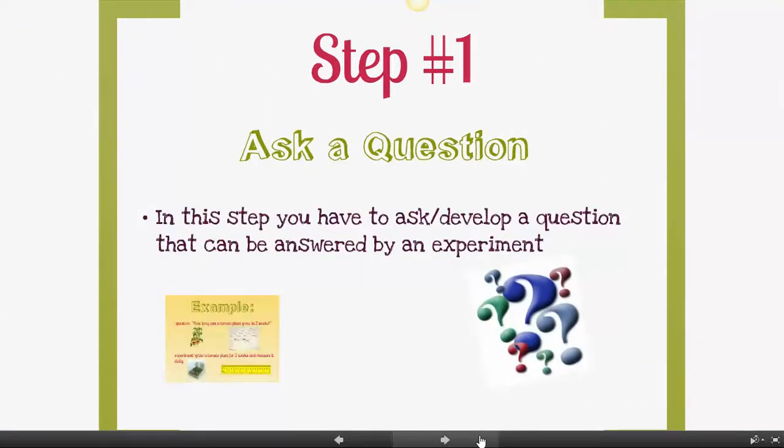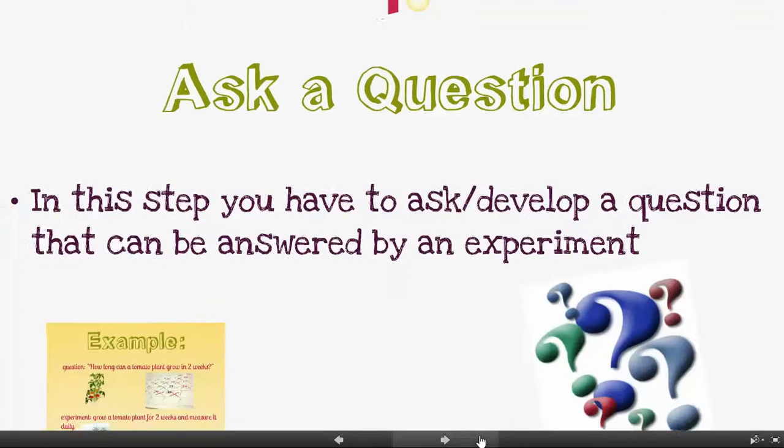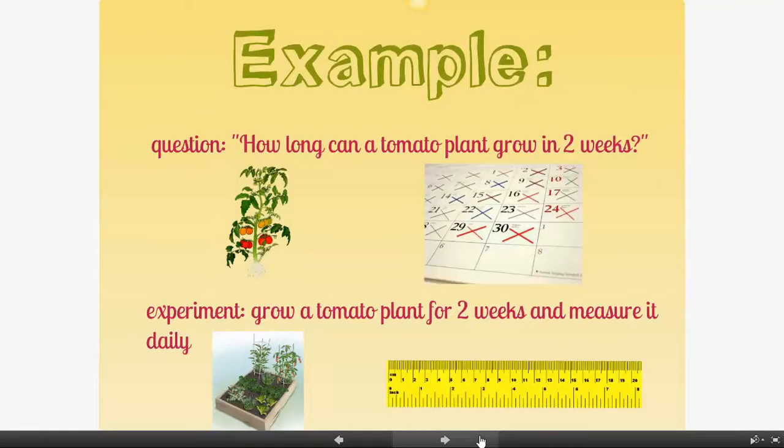Let's talk about the first step in the scientific method. We can't investigate anything going on in our world without asking a question first. So in this step, you have to ask or develop a question that can be answered by an experiment. For example, how long can a tomato plant grow in 2 weeks? Once we ask that question, we can set up an experiment to test it. We would grow a tomato plant for 2 weeks and measure it daily and come up with a result.